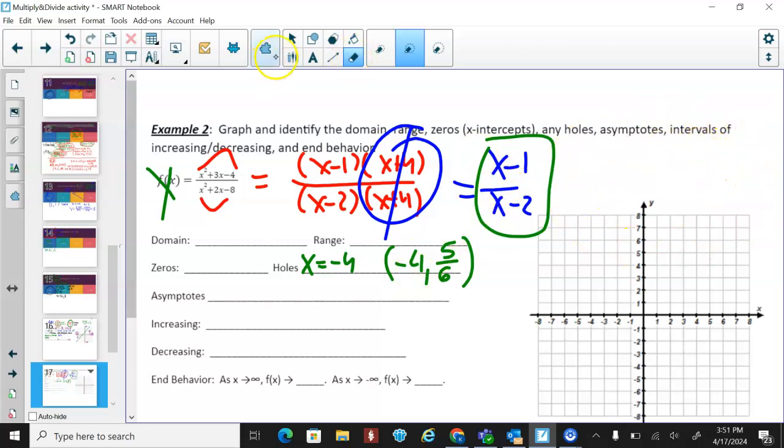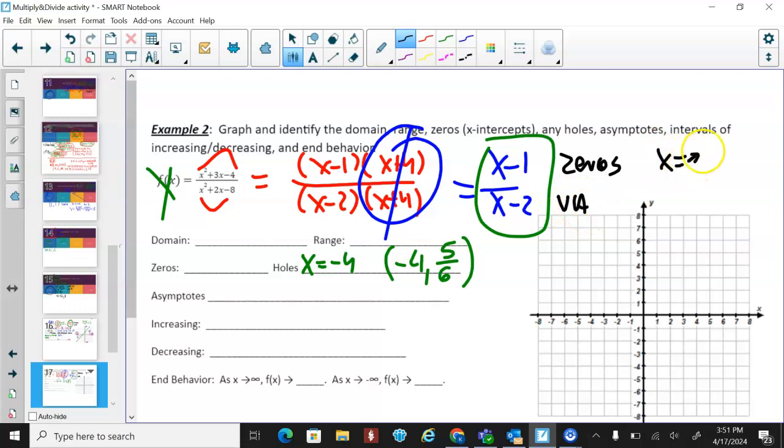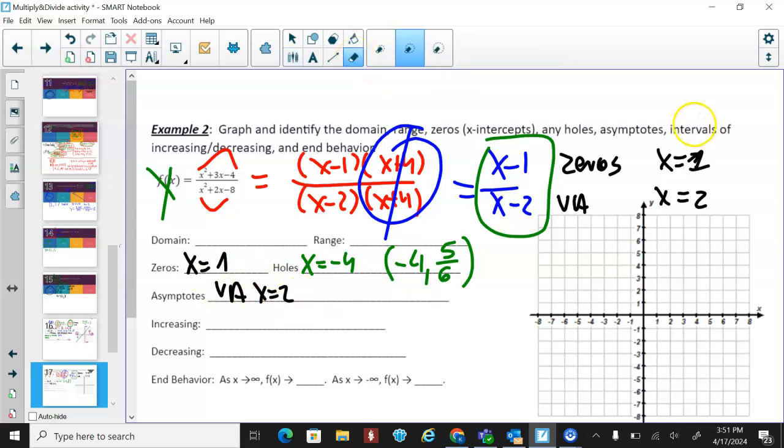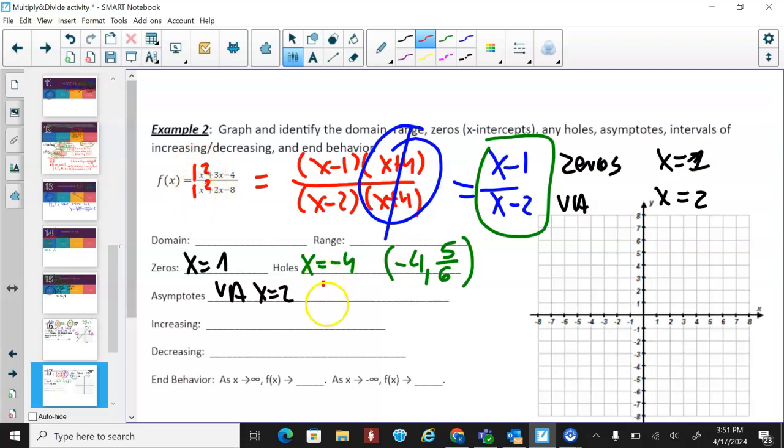All right. Now, we know that on the top, we got zeros, and we know that on the bottom, we got vertical asymptote. So zeros are at 1, and vertical asymptote is at 2, okay? So x equals 1, and vertical asymptote is x equals 2, okay? Now, for horizontal asymptote, remember that the 2 and the 2 on the tops are the same, so 1 and 1 over. So my horizontal asymptote is going to be y equals 1. Okay? Now, of course, no decrease, increase.